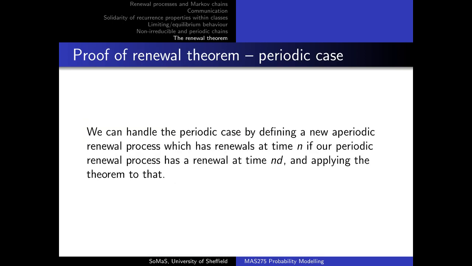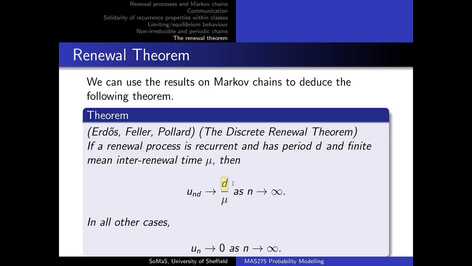And the proof, there is actually a proof. For the periodic case, define a new renewal process. The new renewal process has a renewal at time n if the previous one had a renewal at time nd. So you kind of just rescale things slightly differently. I will leave that as an exercise: if you apply the theorem to the new process, then you get what we want. Because u_nd is the probability that the new one has a renewal at time n, there are going to be factors of d coming out, and this is why you have a d here. Simple exercise.